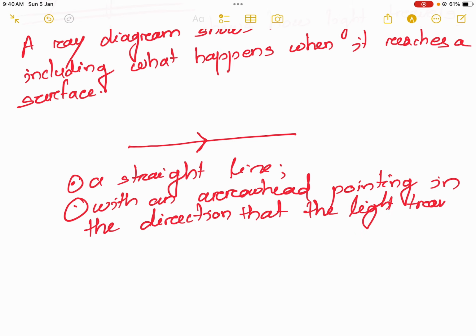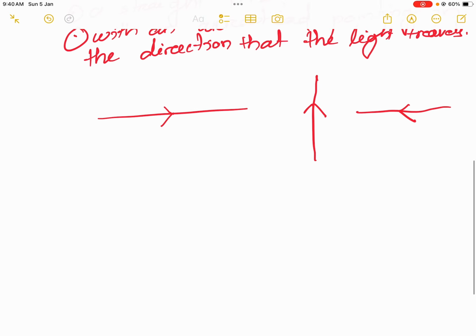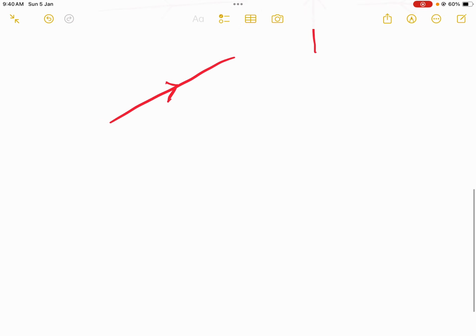Basically, suppose I tell that the light is going to the right, so the direction will be here, and let's suppose the light is going to the north, so here. And to the left, like this. So you can represent any arrow, but a straight line and a direction represented by an arrow. Now let's go to reflection.